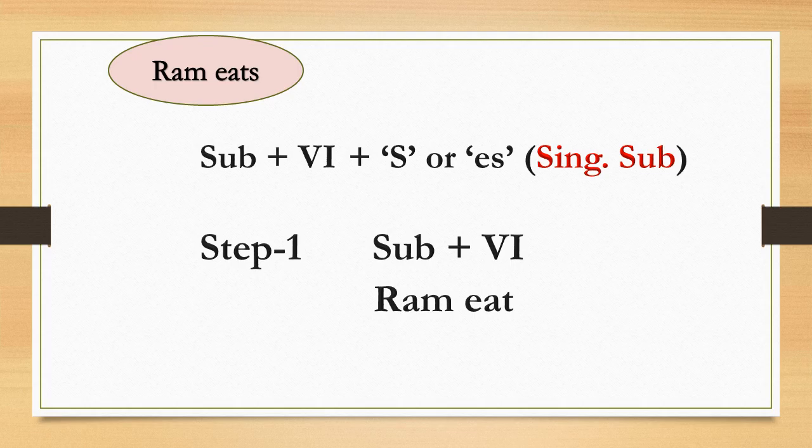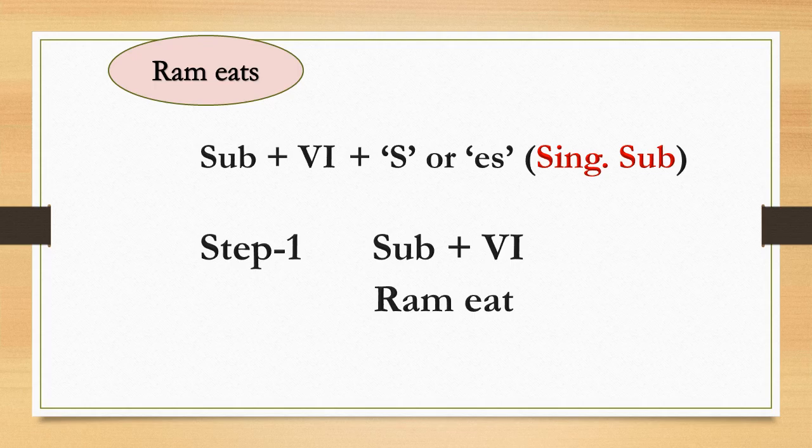And in the next step you have to write s or es. Just see, it is not very tough to understand how to add s or es. Just remember, s or es always comes with the singular subject. S or es always comes with the singular subject, and you don't add s or es with the plural subject.